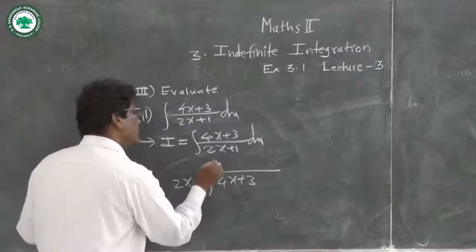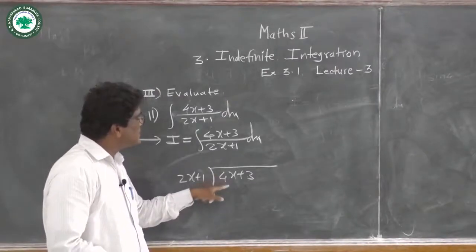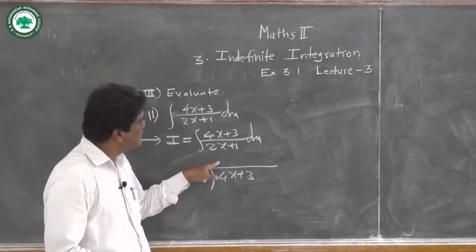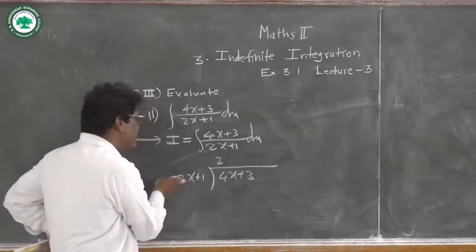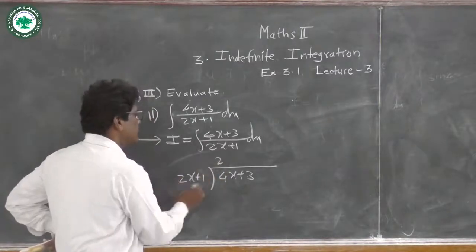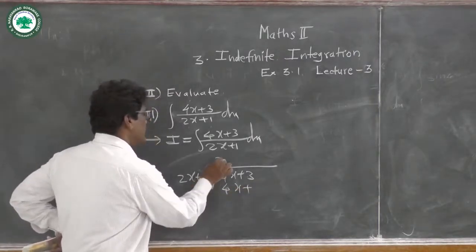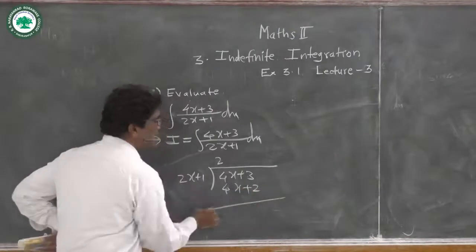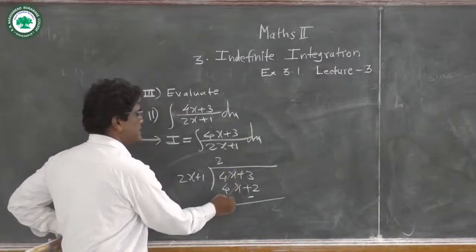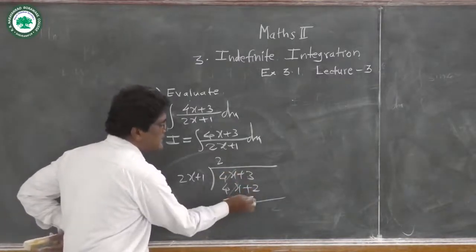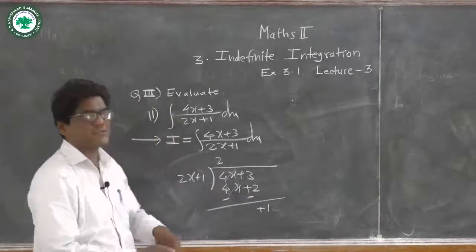Now here we take a number whose product with 2x should be 4x. We find that number as 2. So 2 into 2x: 2 twos are 4, so 4x. And then plus 2 ones are 2. Now take subtraction. 4x and 4x get cancelled, and 3 minus 2, that is equal to plus 1.